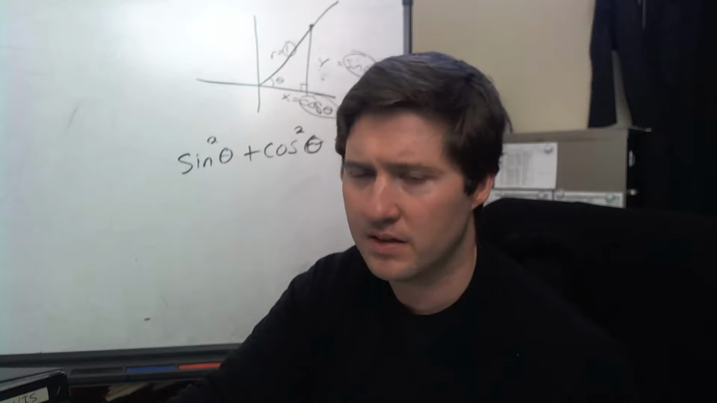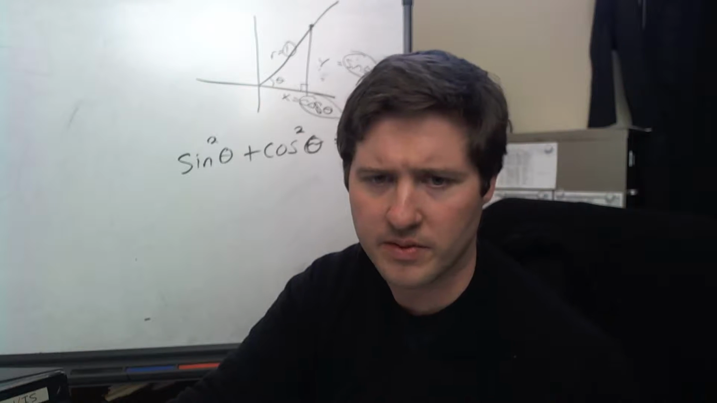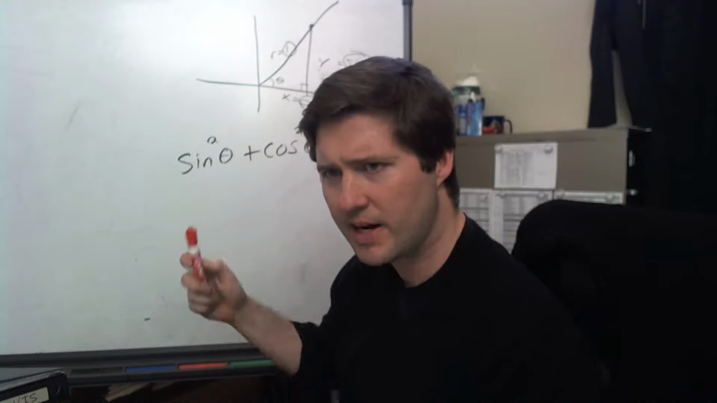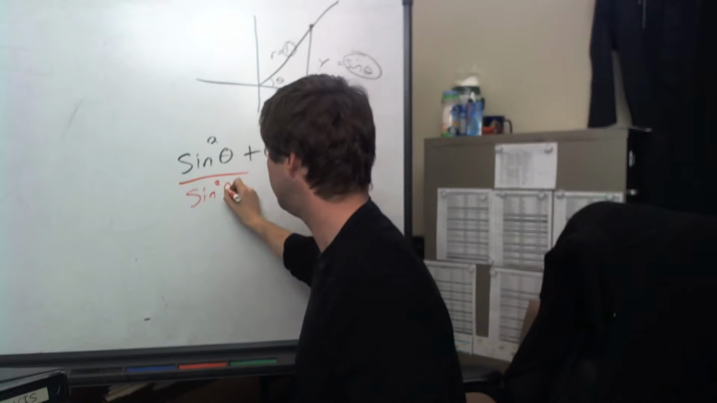So dividing this by sine squared, I could then simplify this to this other form of the identity. So the first one, sine squared divided by sine squared, and I'll even write that. I can actually do this.